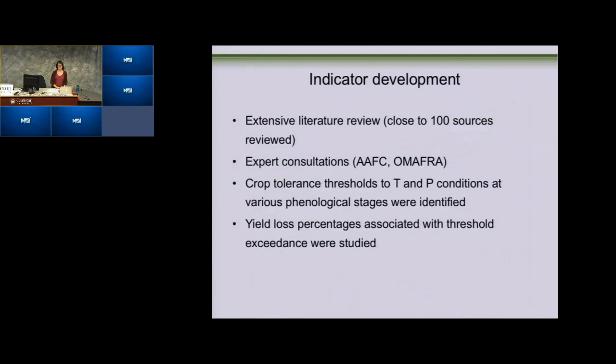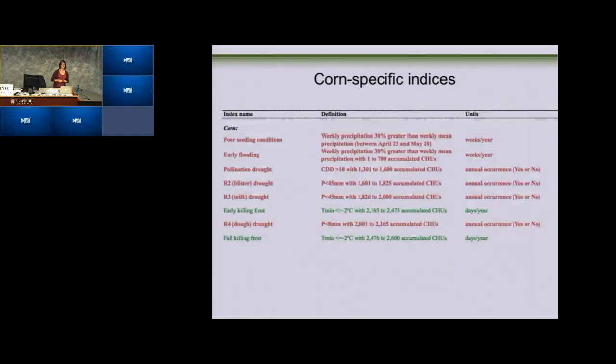So coming back to the idea of indicator development, and I'm talking about crop-specific indicator development, we conducted an extensive literature review along with expert consultations to identify crop tolerance thresholds to different temperature and precipitation conditions at various phenological stages, and also looked at yield loss percentages associated with threshold exceedance. Extreme events that result in potential losses of 20% or more were considered further, which allowed us to identify 8 corn-specific indices shown in this table here.